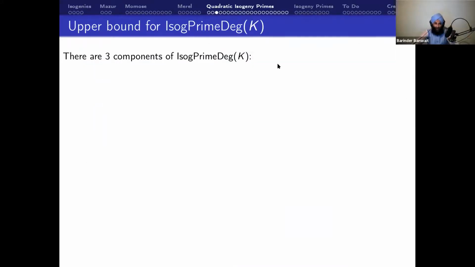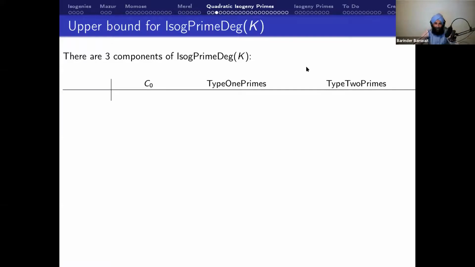There are 3 kinds of primes here. You have the type 1 primes, the type 2 primes. You don't have type 3 primes here because you're not imaginary quadratic of class number 1. And then you have the Momose constant C_0. Recall, you only have these 3 kinds of isogenies eventually. C_0 is the constant only after which you have 3 kinds of isogenies. So you need some control on this constant as well.